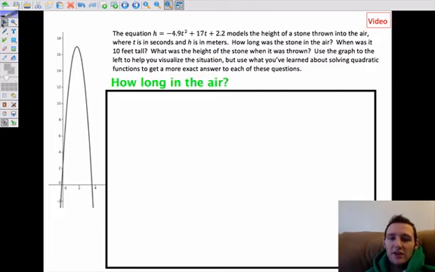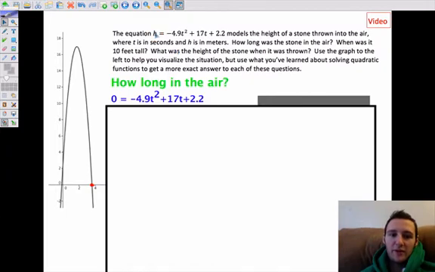So the first question is, how long is the stone in the air? And we can first look at the graph to get an estimate. If we look here at the x-intercepts, or the zeros or the roots, we'll see that this is the flight of the stone. First, it travels up, travels down, hits the ground right here at almost 4 seconds. So when we get our answer, we're going to expect it to be about 4 seconds. But we want to know for sure.